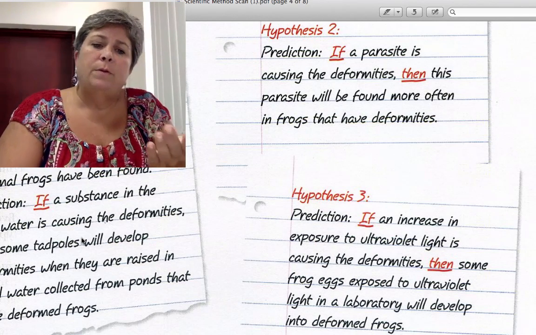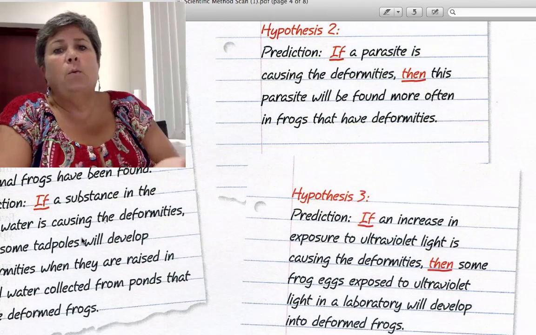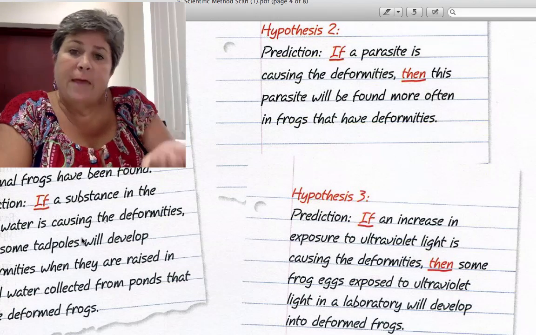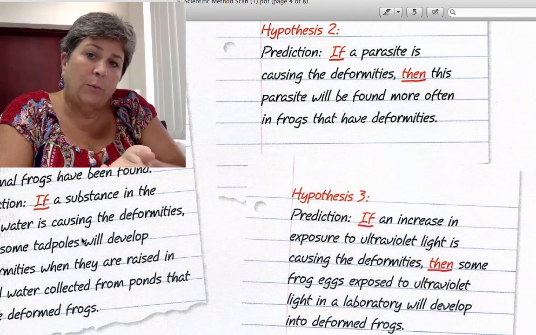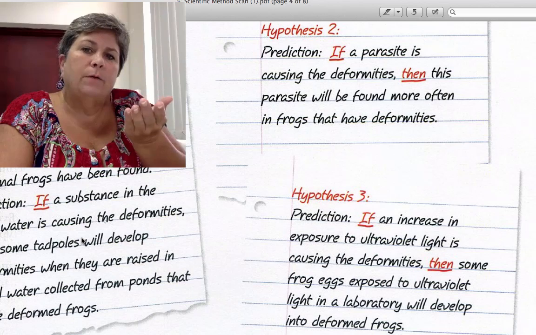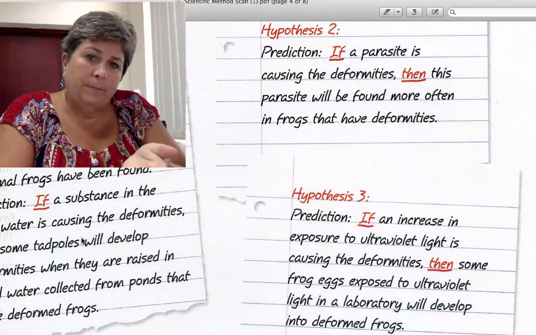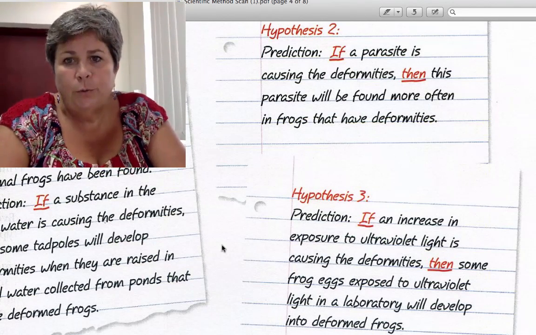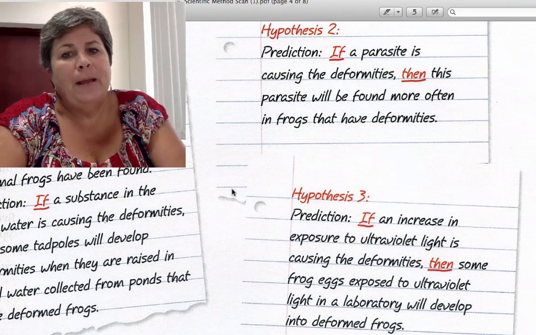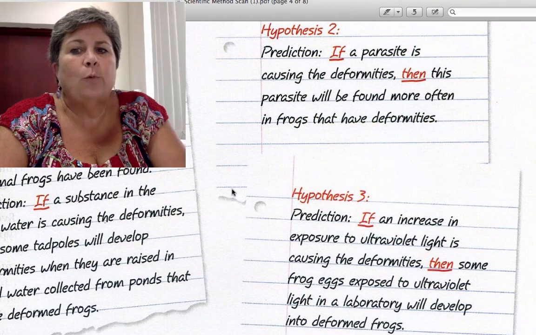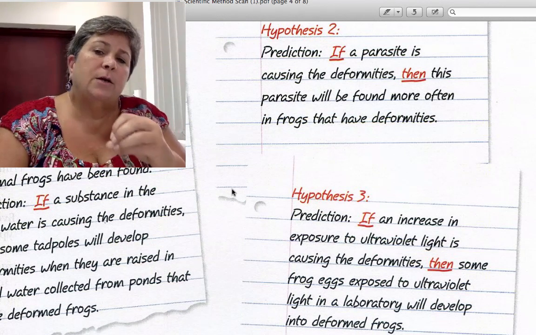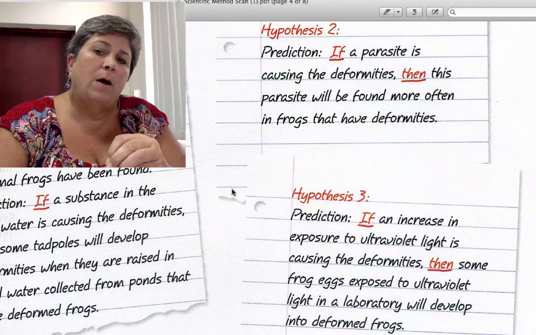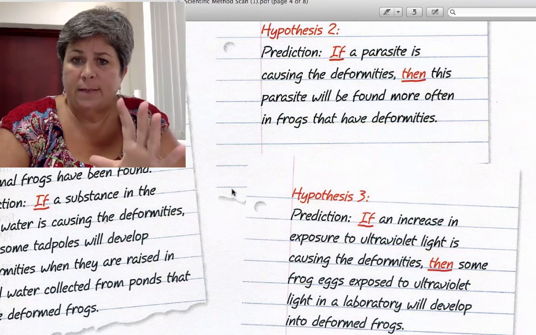Okay, so they're saying that if there's some chemical in the water that's causing the deformities, and they raise frogs from eggs all the way to frogs or from tadpoles all the way to frogs, those frogs will also be deformed. Okay, then hypothesis 2, right here, it says if a parasite is causing deformities, then this parasite will be found more often in frogs that have deformities. So what they're going to do here is test the deformed frogs for evidence of parasites. So they're going to look in their tissue, probably under a microscope, things like that.